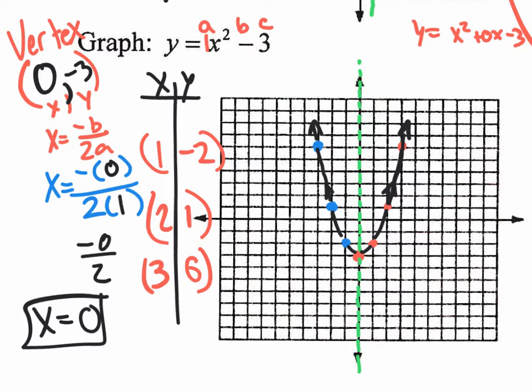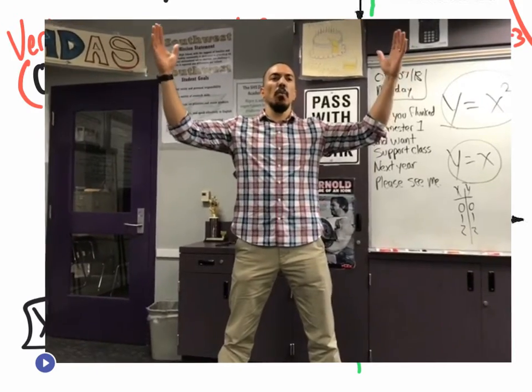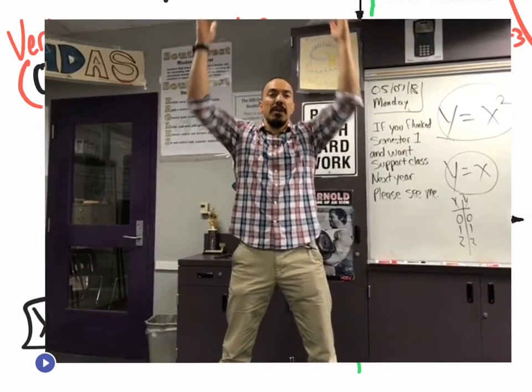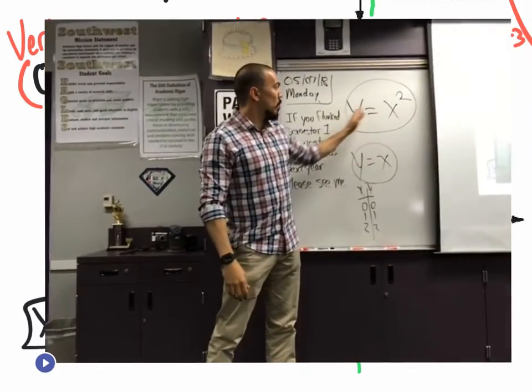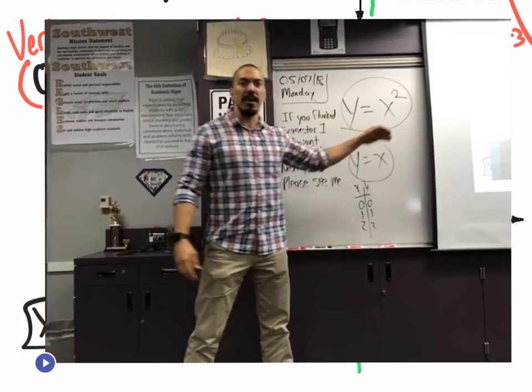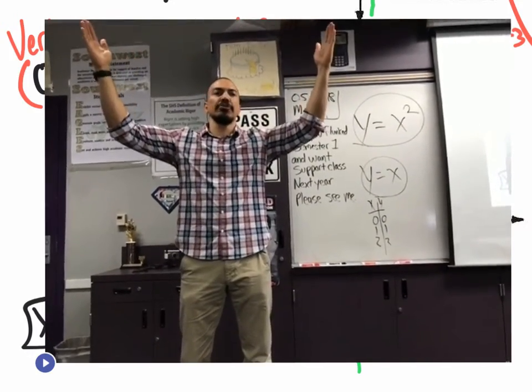So let me talk about the a value. The a value, not only does it tell you if it's opening up or down, but it also tells you if it's a wide parabola or a narrow parabola or a regular looking parabola like this guy. Check it out. So the a value, if you look up here, the a value of 1, y equals 1x squared. That was the parent graph that we graphed. That's a regular U-shaped curve. The a value of 1 produces a regular U-shaped curve.